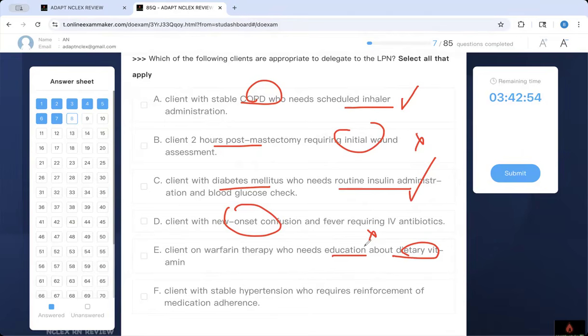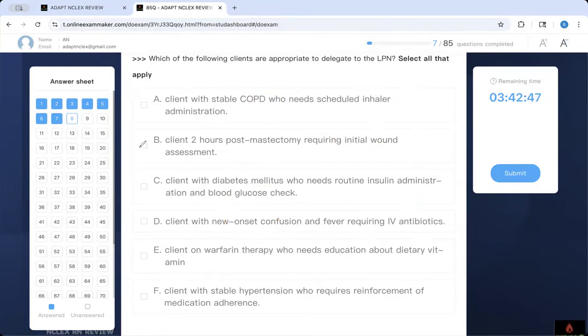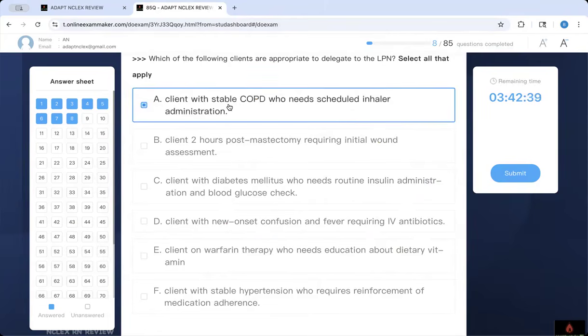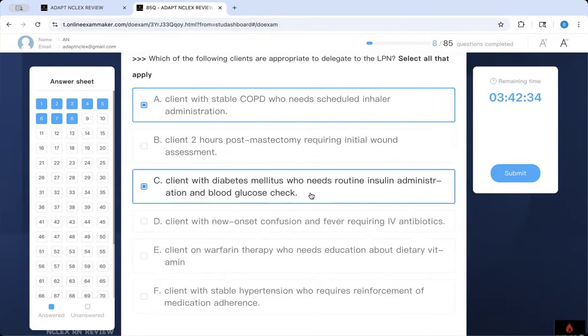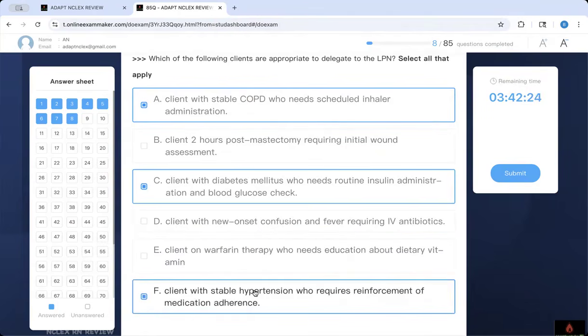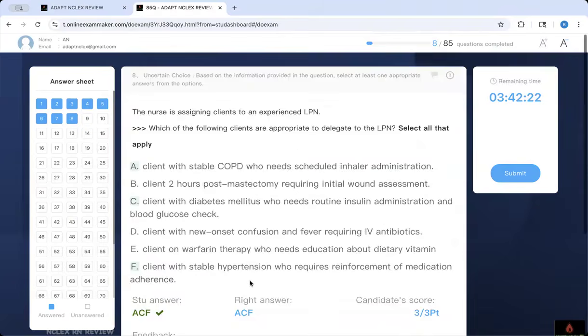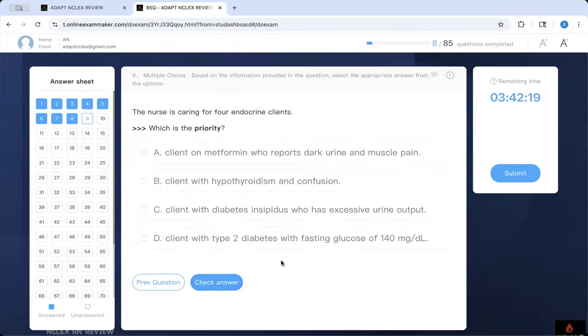I've given you the clue that you can use to answer the questions. You can see who should be assigned to an experienced LPN. The first person we're going to pick is what? Stable patient getting inhaler. Initial, negative. Diabetes patient, just monitoring. A new, I'm ignoring it. Therapy, education, not reinforcement, I'm ignoring it. And somebody who has hypertension, I'm giving it to him. This is what LPN can do. ACF is the right answer.